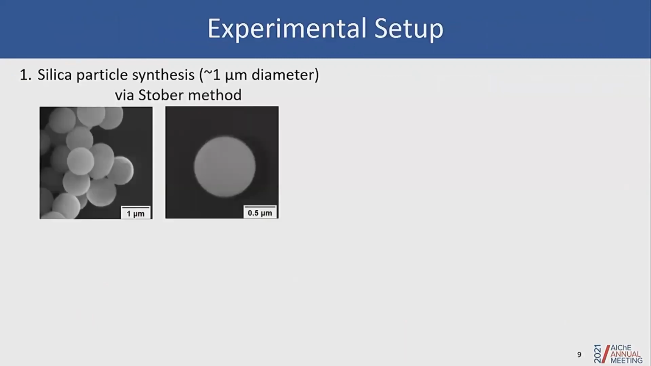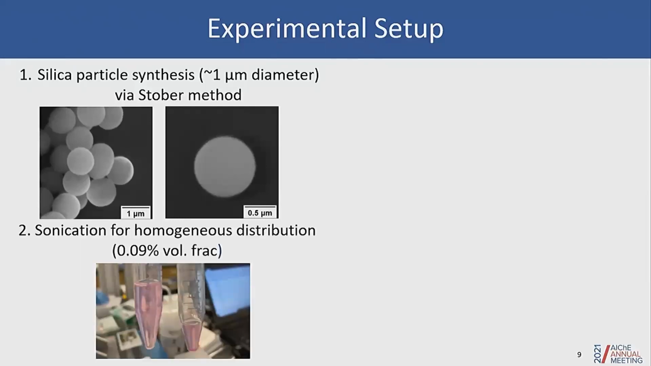So in order to utilize a particle tracking technique, the first thing we had to do was synthesize the fluorescent silica particles. And this was done in accordance to the Stober method. As you can see from my SEM images, we synthesized particles that are about 1 micrometer in diameter. The next step is then sonicating these particles in solution in order to ensure homogeneous distribution in the sample. And we used a particle fraction of about 0.09%.